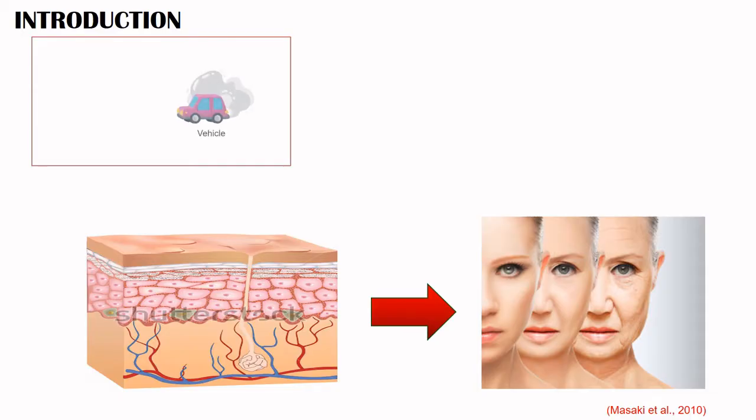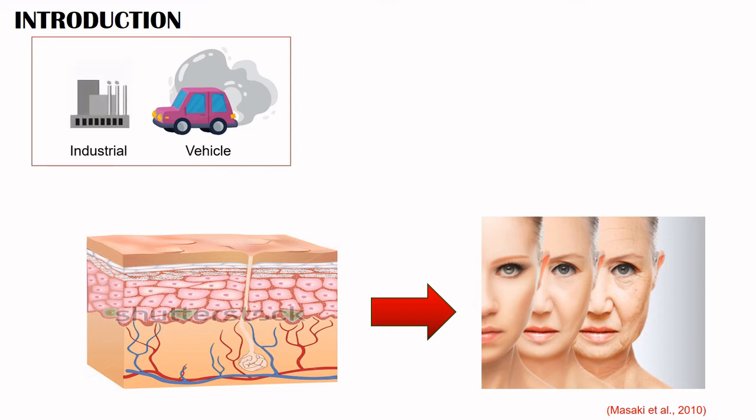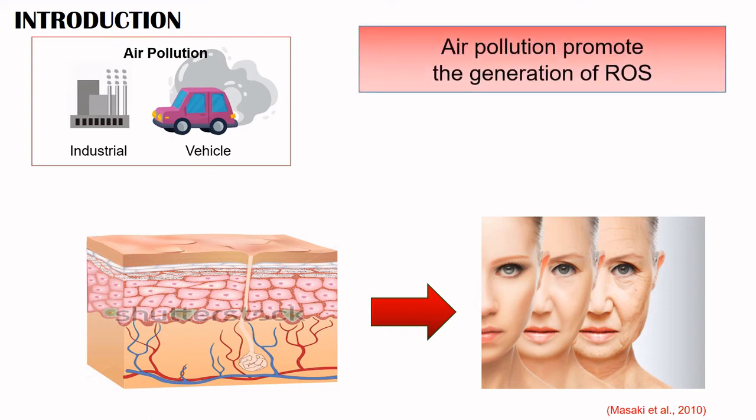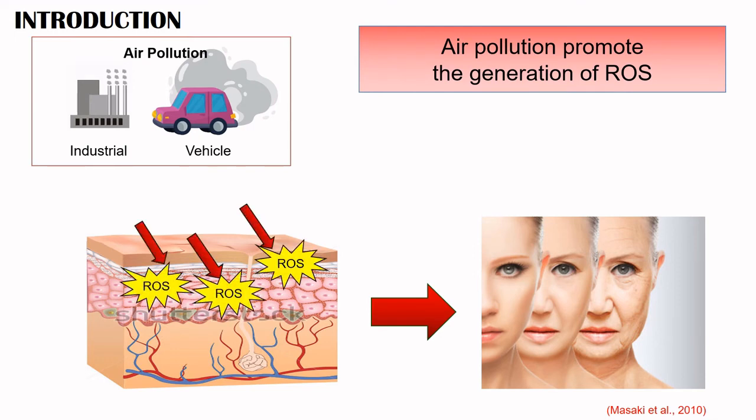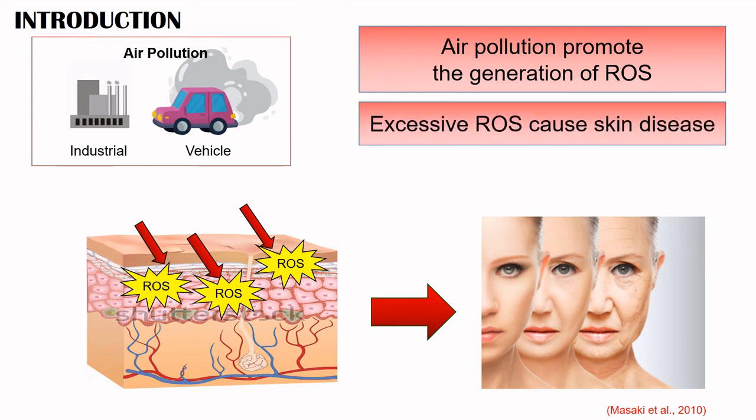Increase in the number of vehicles, urbanization, industrialization, and domestic combustion of organic materials has led to air pollution. Air pollution is one of the world's largest health and environmental problems. Indeed, WHO estimates that around 7 million people die every year from exposure to polluted air. Air pollution promotes the generation of reactive oxygen species, which is ROS, by penetrating deeper inside human skin. Excessive ROS can cause skin diseases such as skin aging, inflammation, melanogenesis, and also skin cancer.